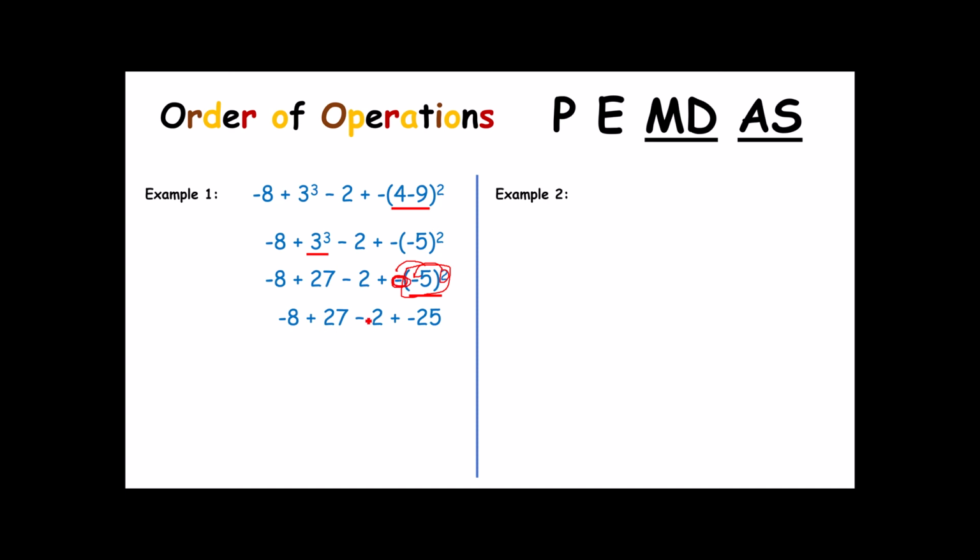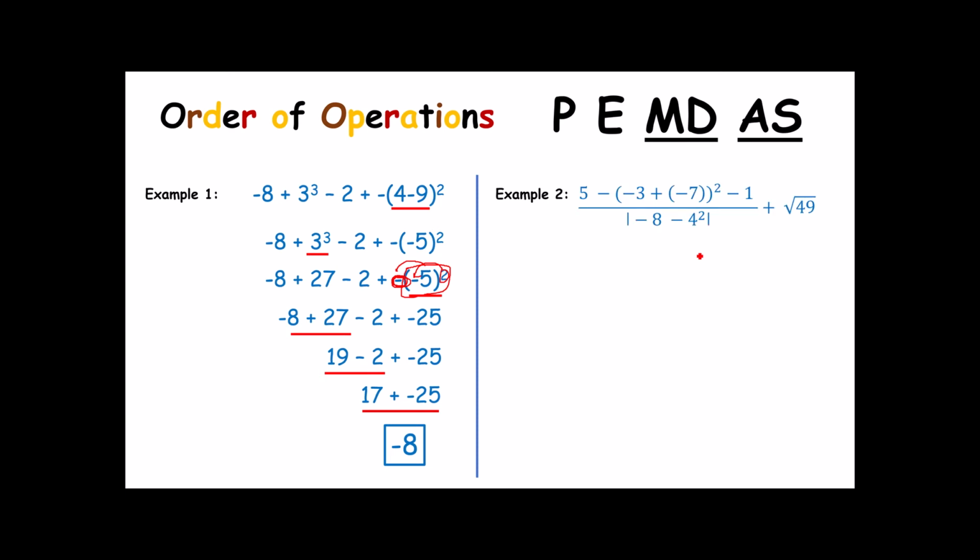Notice now I'm down to addition and subtraction, so I'm going to do my addition first. Negative 8 plus 27 is 19. 19 minus 2 comes next. And then 17 plus negative 25 gives us a negative 8. Not bad, right? Last one.